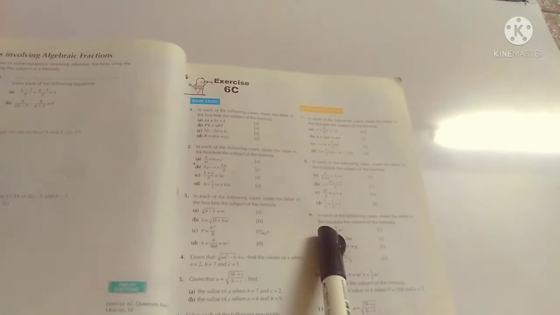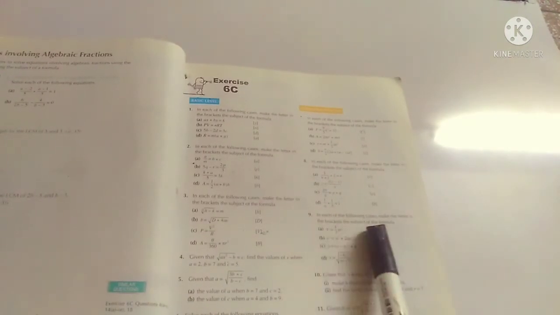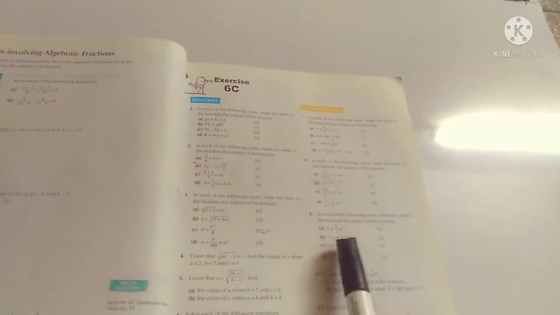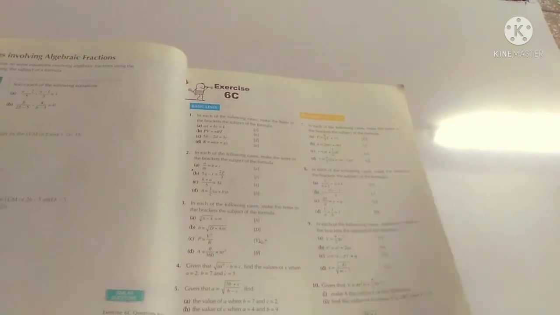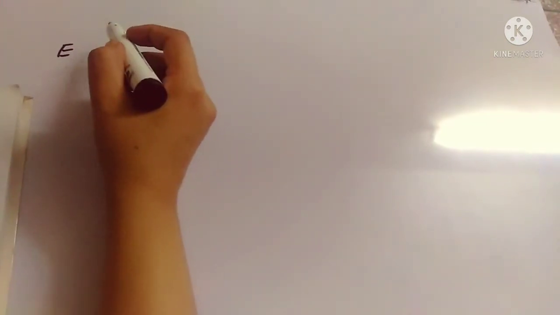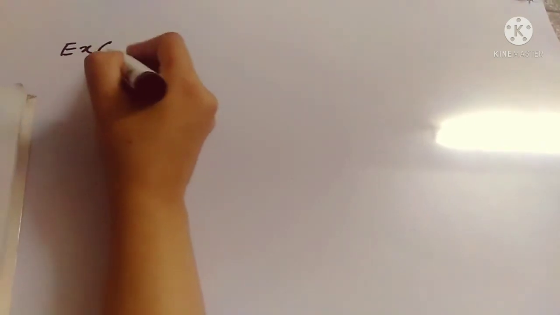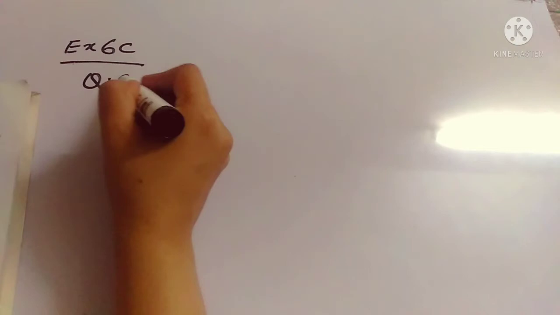Question number 9 is, in each of the following cases, make the letters in the brackets the subject of the formula. So what we need to do is, in this question, the alphabets which are in the bracket, we have to make them the subject of the formula. So here I am going to explain you part A first. Here I am explaining exercise 6C, question number 9.